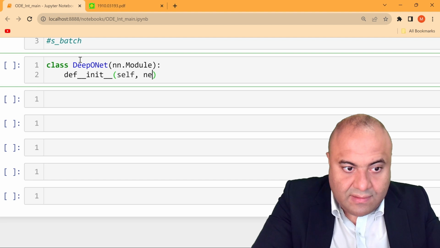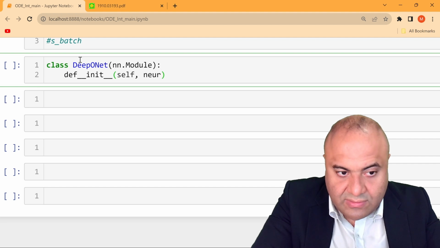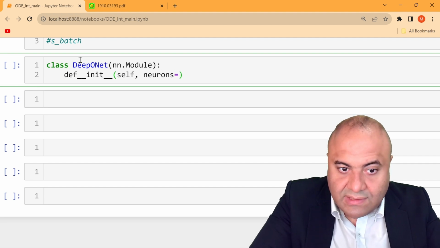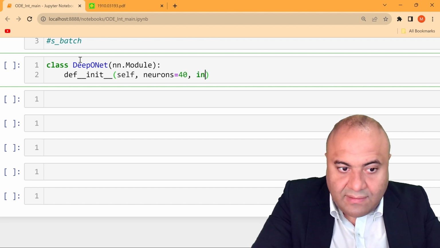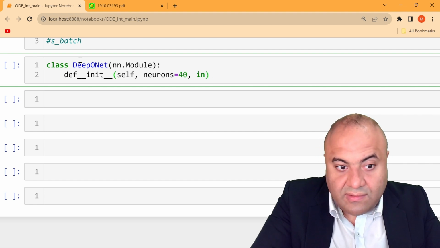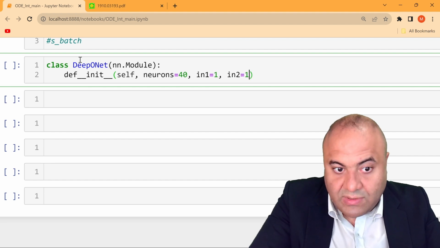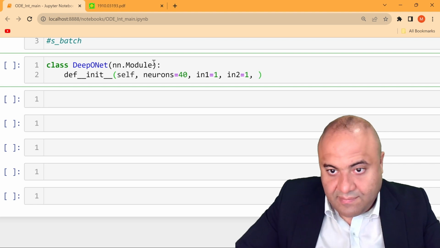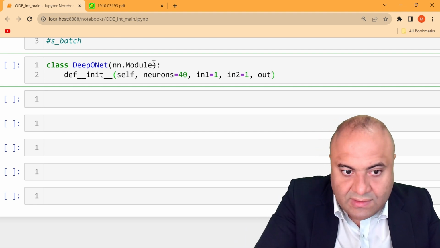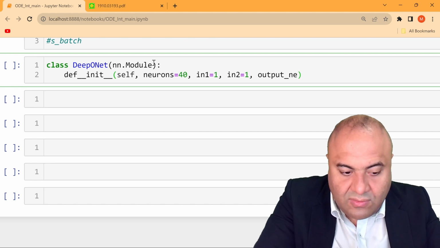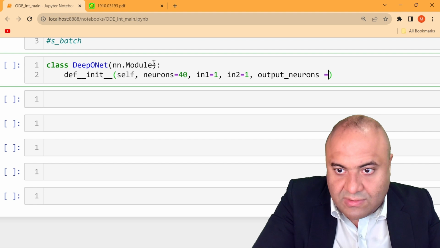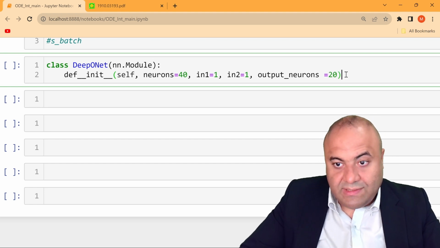and neurons equals 40, and in1 will be, well, just initialization to in1 equal 1, in2 will equal 1, and I will explain, just output neurons equals 20. So what does it mean?